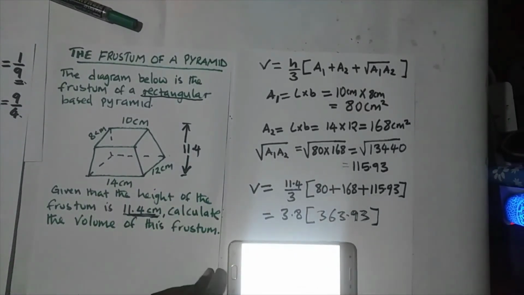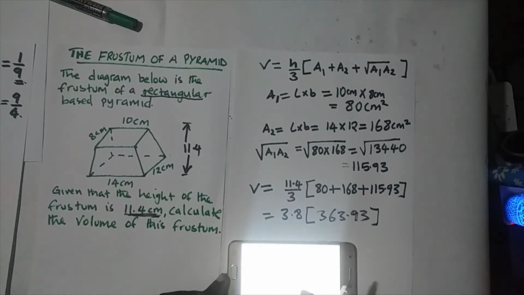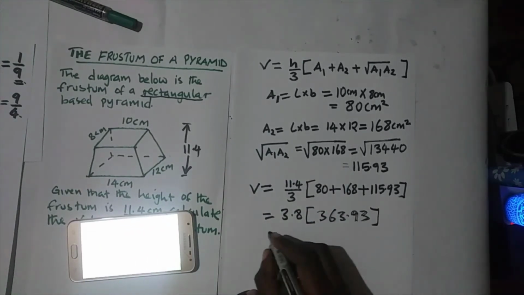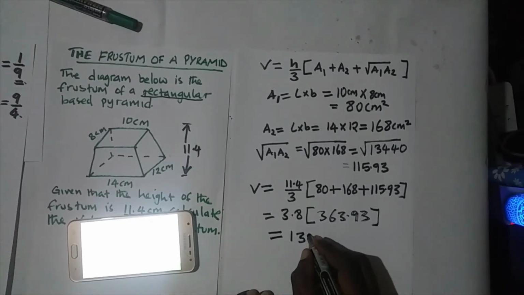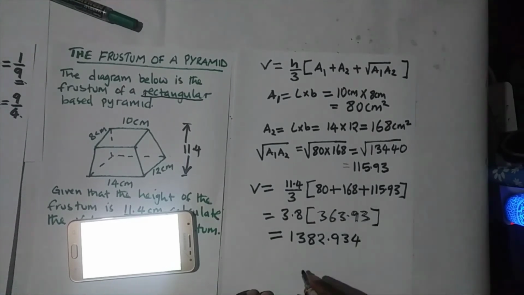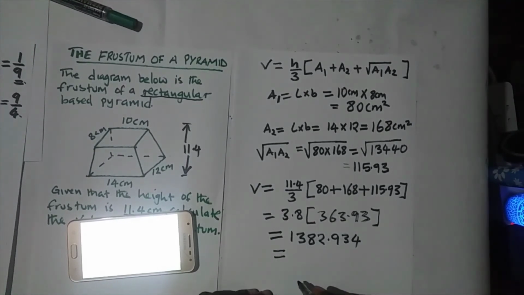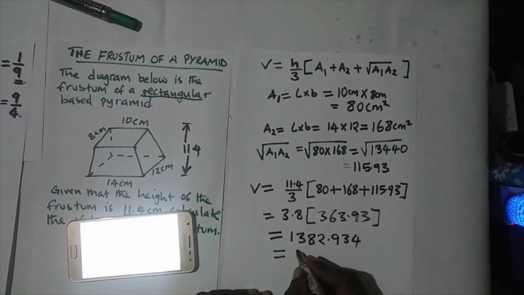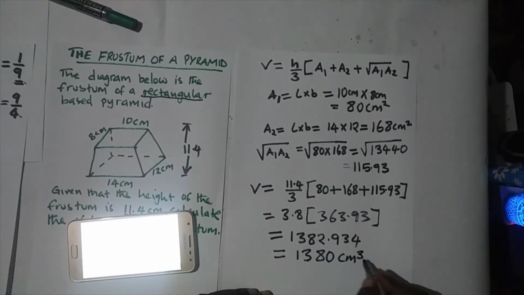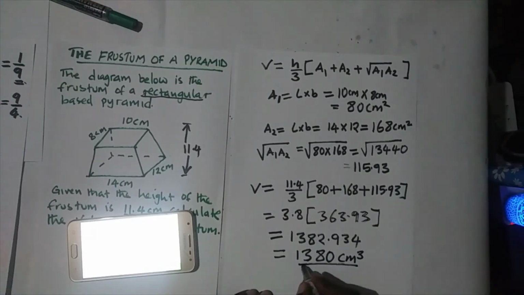Then we can multiply these two numbers. By using our calculator, we'll multiply by 3.8, and this will give us 1,382.934, which when we round off to 4 significant figures, we are going to have 1380, and the units are cubic centimeters. And so this is how we find the volume of a frustum.